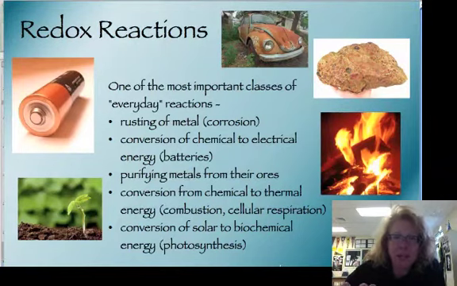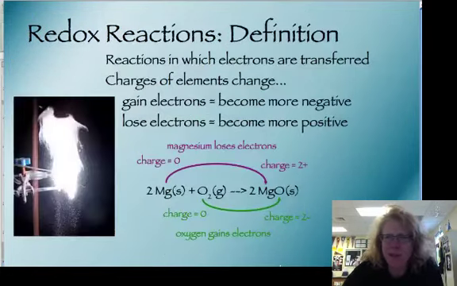So rusting of your car, converting chemical to electrical energy like in your batteries, being able to get iron or aluminum, for that matter, out of rock, burning something either inside your cells or out in your house, or even just doing the simple act of being green, photosynthesis, are all examples of redox reactions that are kind of critical to us understanding our world. So it's kind of important to know how these reactions work.